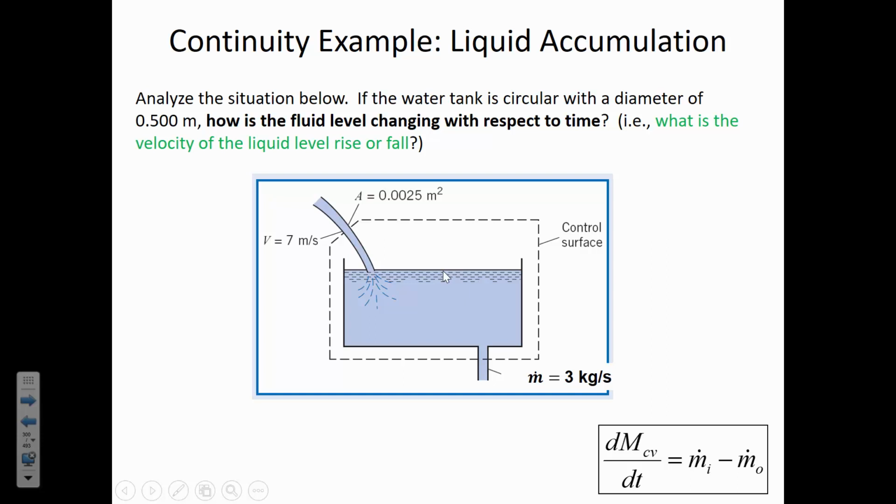In the first part of this problem, you're going to find the change in mass flow rate over time. You can put that into volumetric flow rate, Q, because it will be the mass flow rate divided by the density. All right, I'm going to pause the recording for a moment to give you some time to do the calculations. The two things we want to know are the rate of accumulation of mass, dm in the control volume over time, and the velocity that the liquid level is rising or falling due to the imbalance between in and out.